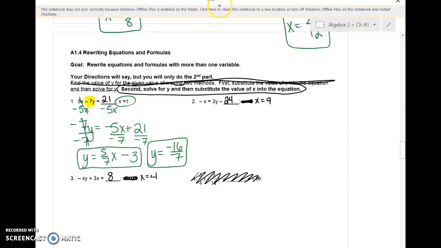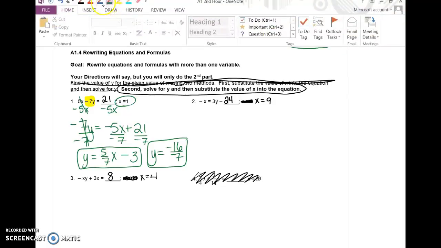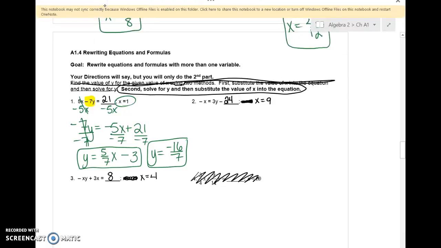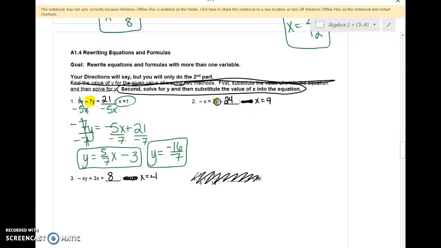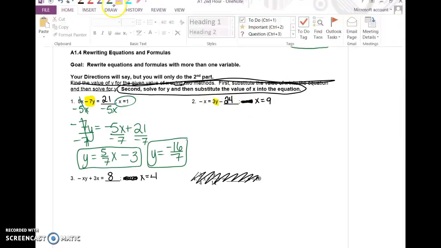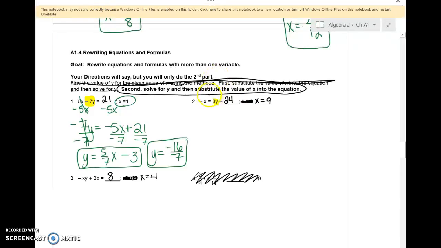Okay. Let's try number 2. Negative x equals 3y minus 24. This time, our y is on the right side. You want to make sure that you are not leaving one side of your equation with nothing on it. So sometimes drawing a line through the equal sign can be very helpful. You don't want to leave nothing on one side. We are going to add 24 on both sides.